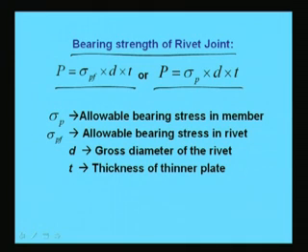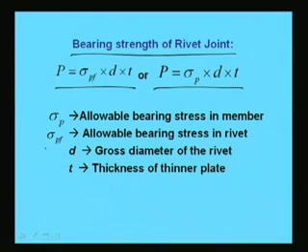Bearing failure can happen due to the failure of the rivet or due to the failure of the thinner plate. So, when we are going to calculate the bearing strength of the joint, we have to calculate the bearing strength of the thinner plate and bearing strength of the rivet. So, sigma Pf is the allowable bearing stress in rivet. Accordingly, we can find out the bearing strength of the rivet.